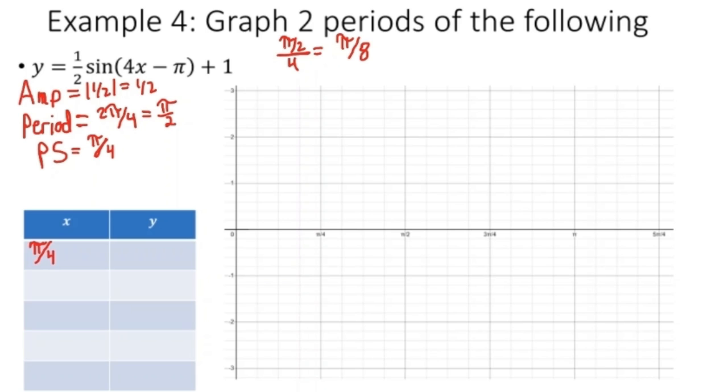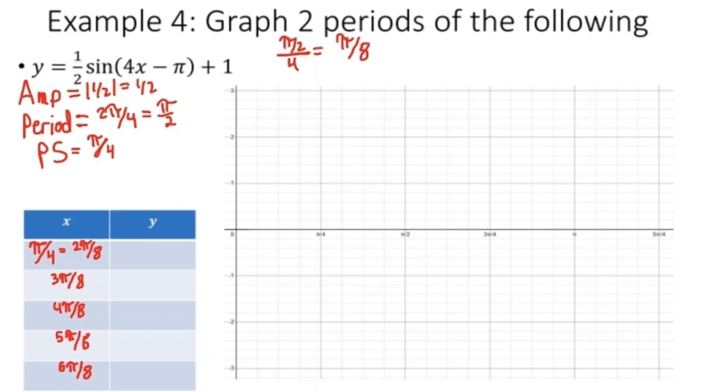Well, the least common denominator of 4 and 8 is 8, so pi over 8 already has the denominator of 8, but pi over 4 we can rewrite as 2 pi over 8. Now that our denominators are the same, the addition will be easier. And after adding, we get that our key points are located at 2 pi over 8, 3 pi over 8, 4 pi over 8, 5 pi over 8, and 6 pi over 8.